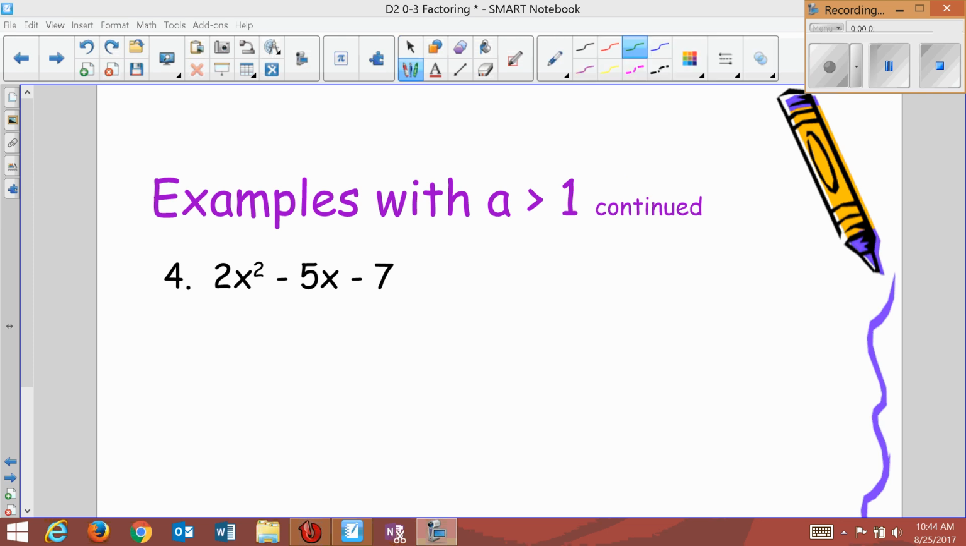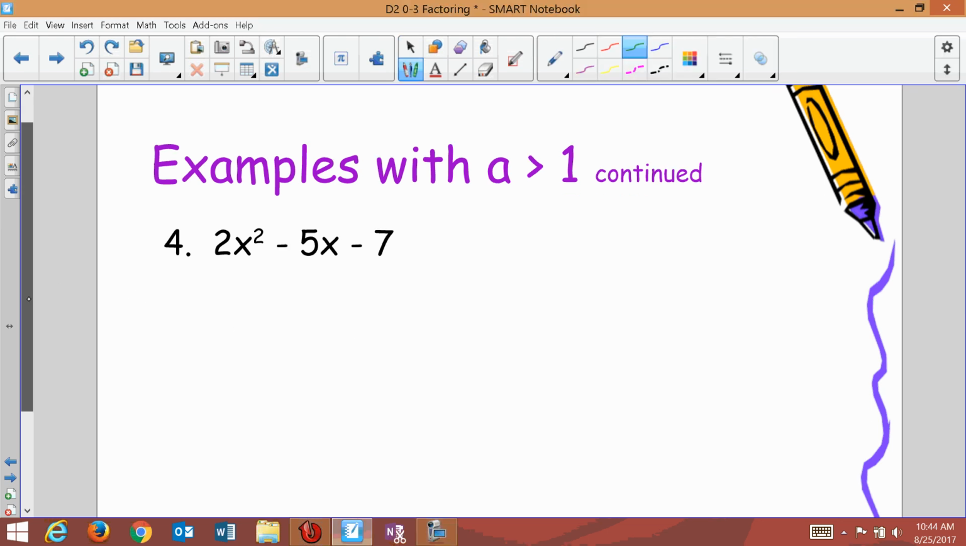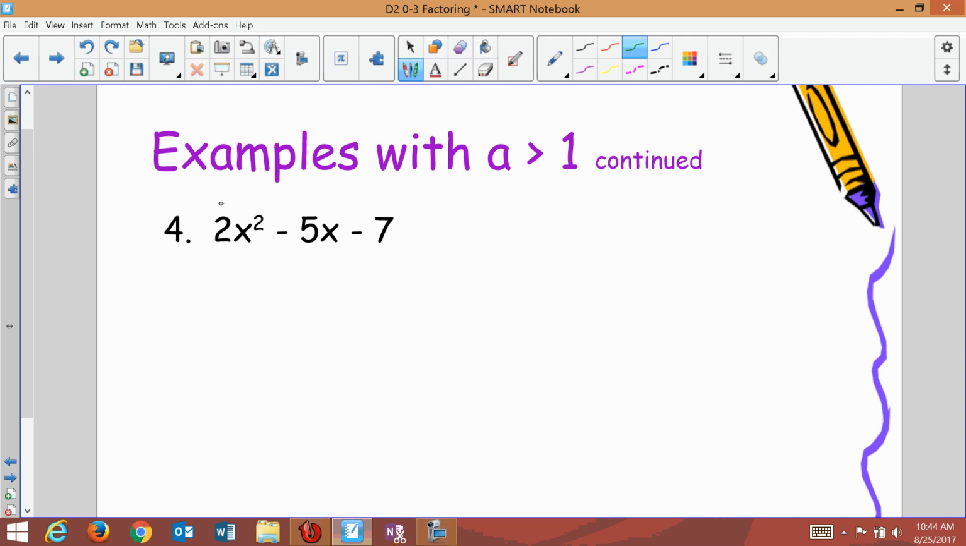Let's look at two more examples with an a greater than 1 so you can get down how to do the bottoms up technique. So first, before I start, I look for GCF. Now in this case, there is no GCF since no number goes into 2, -5, and -7 other than 1. So I'm going to just skip this step, and I'm going to move right into the X method.